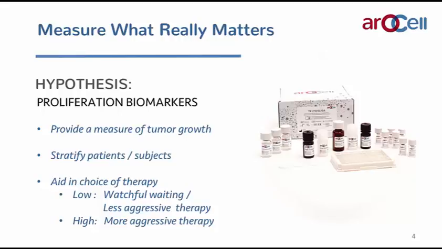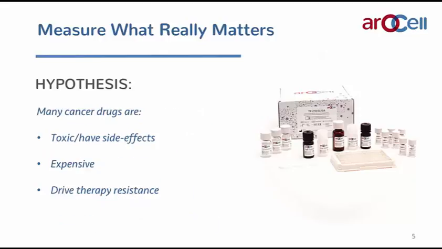It can be used to stratify patients in different groups, and it can aid in the choice of therapy, so that when proliferation is low, less aggressive therapy is needed, and you can apply what is often called watchful waiting. However, if proliferation is high, you need a more aggressive therapy. So therapy is often drugs, chemotherapy, and many cancer drugs are toxic and have several side effects, some of them very severe. They are also expensive, and there is always a risk of therapy resistance.